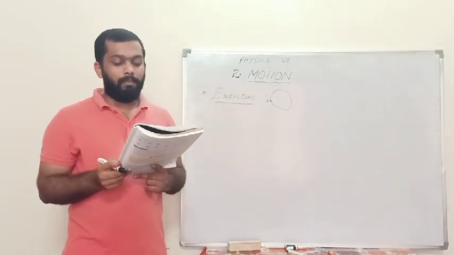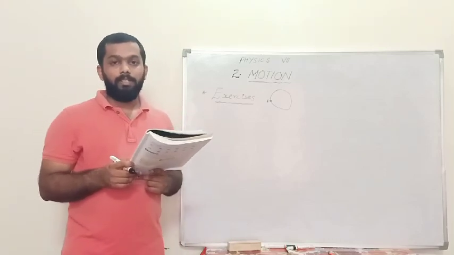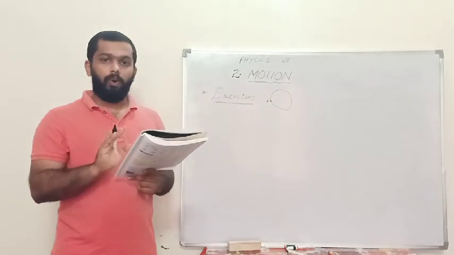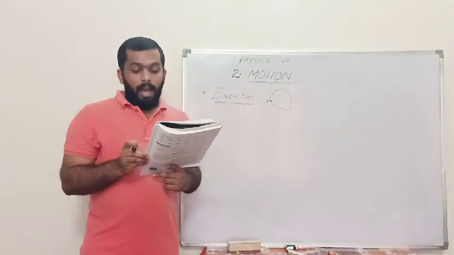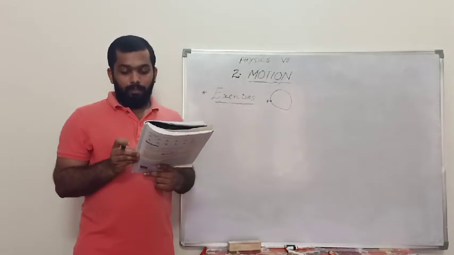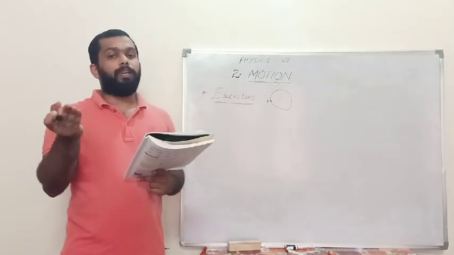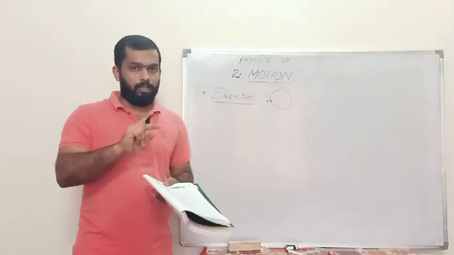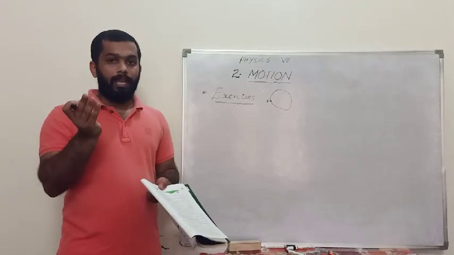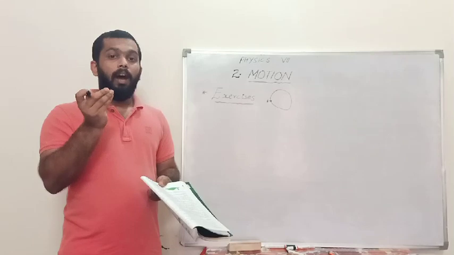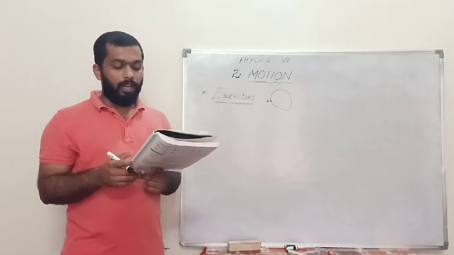Next set, answer the following in detail. What do you understand by the term motion? If an object changes its position with respect to time, it is called motion. Another definition: if an object changes its surroundings with respect to time, that is also called motion.